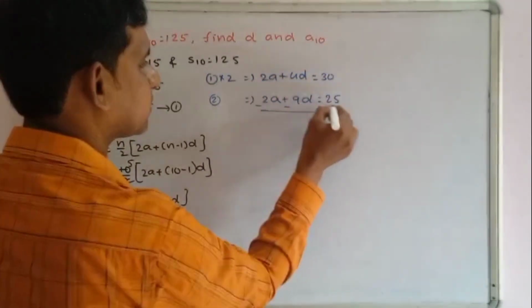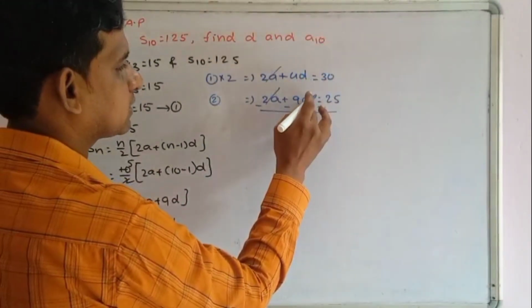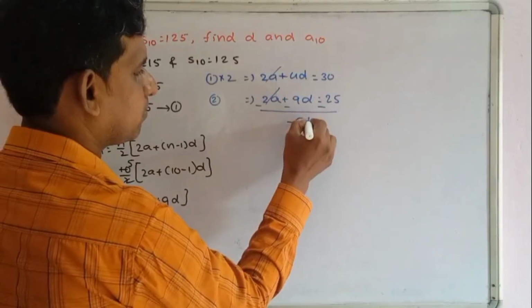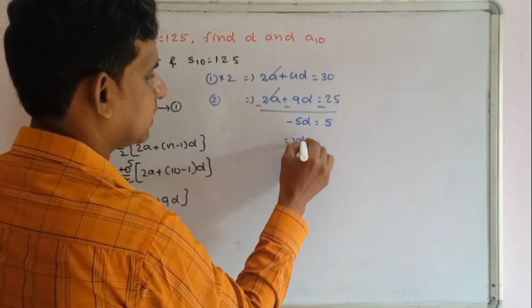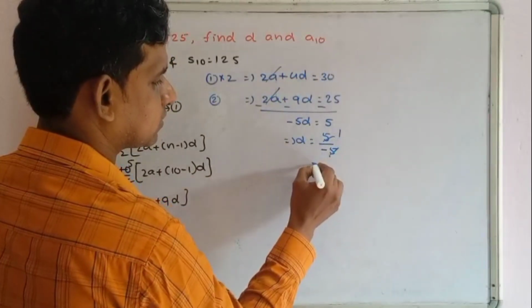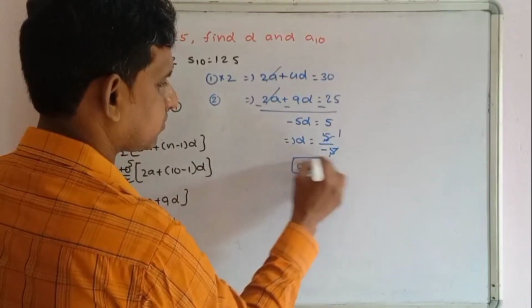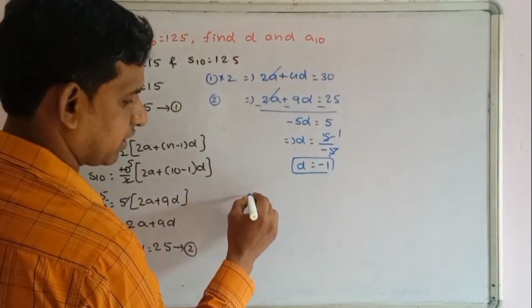So subtract. 2a cancels. 4d minus 9d is minus 5d. 30 minus 25 is 5. So the value of d is 5 over minus 5, that is 1, so d equals minus 1. Now I got the d value. Now we will find the value of a10.